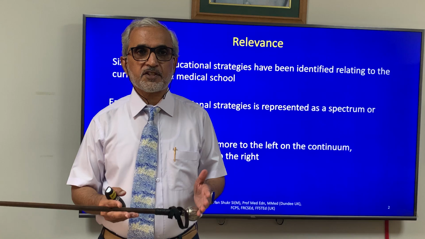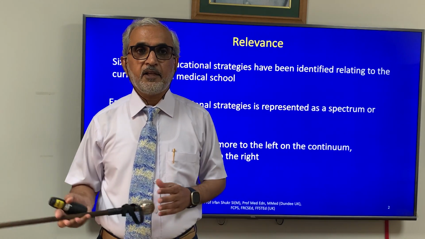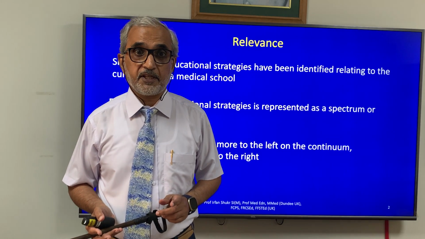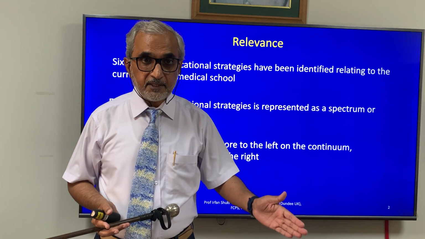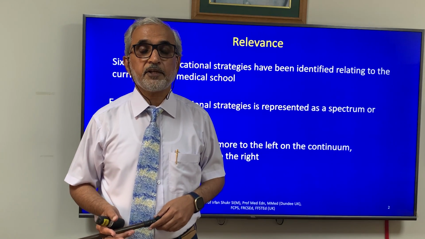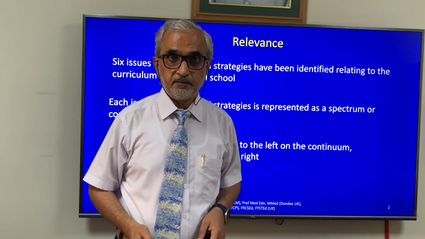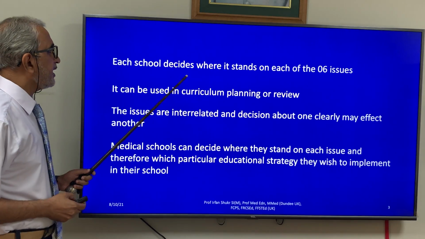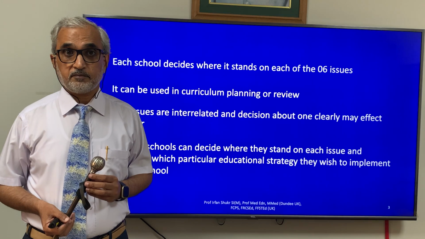If you write the strategies in a row, left side and right side, what Harden has written in his original paper is newer innovative strategies on the left side of the table and traditional strategies on the right side of the table. Each school decides where it stands on each of the issues.